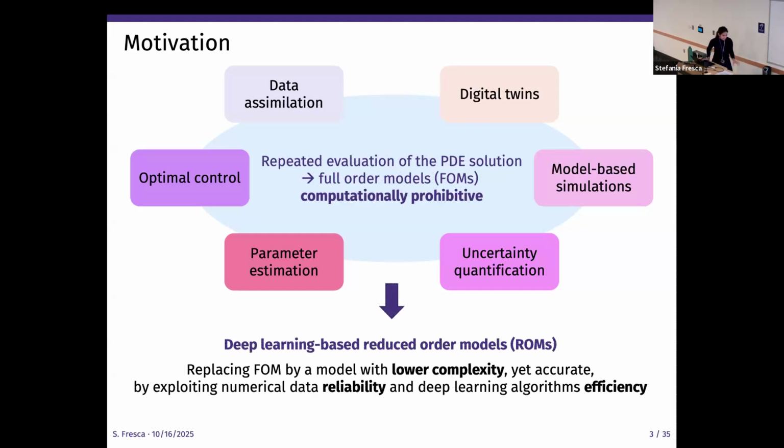Lots of effort has been done in the last years in order to develop surrogate models and reduced order models exploiting deep learning algorithms. Here, the goal is to replace the FOM by a model showing much lower complexity but still accurate, by exploiting from one side the reliability of numerical data and from the other side the efficiency of deep learning algorithms.